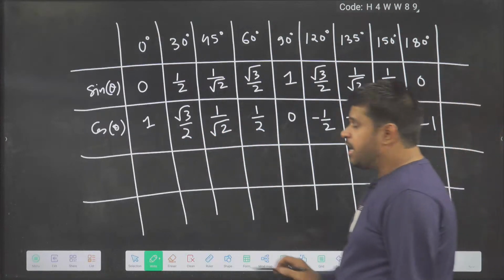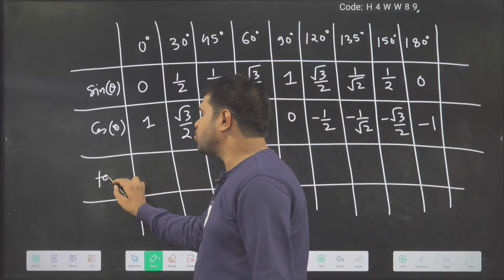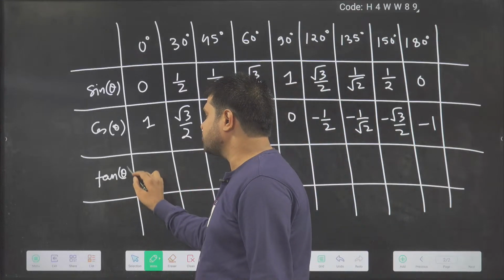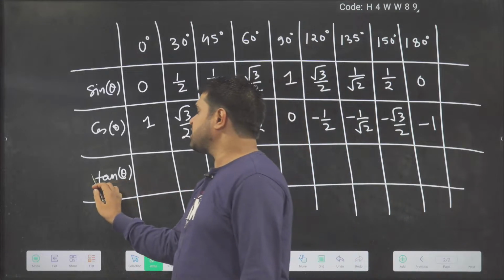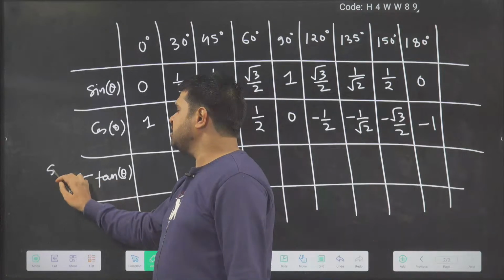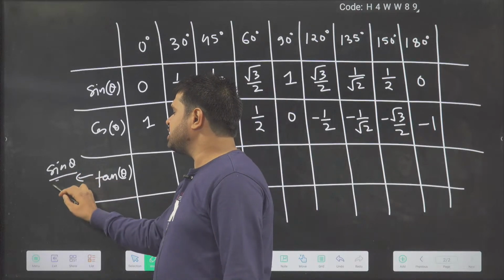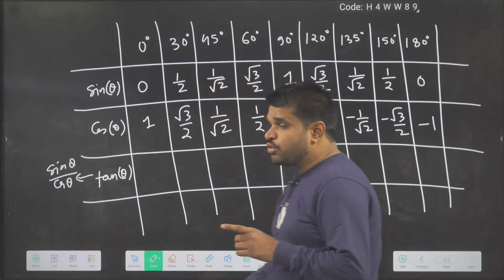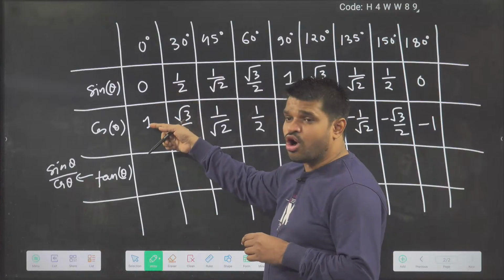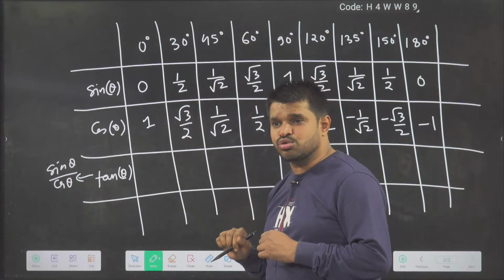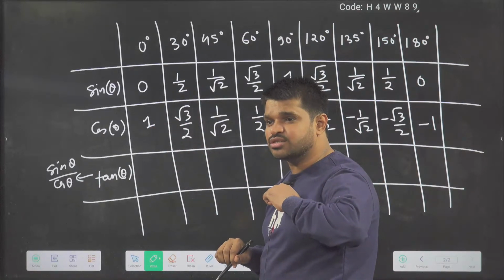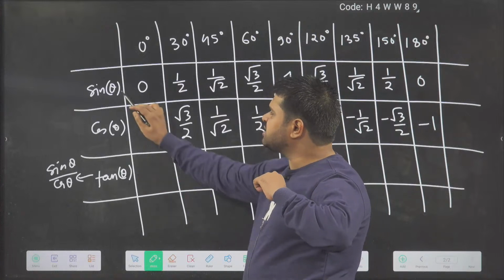Okay, now comes the third ratio, tan theta. Remember, yesterday I told you tan theta equals sine theta by cos theta. So if I know the values of sine and cos, I know the value of tan also. So I am doing it a little bit fast. Okay, so tan theta is sine by cos.